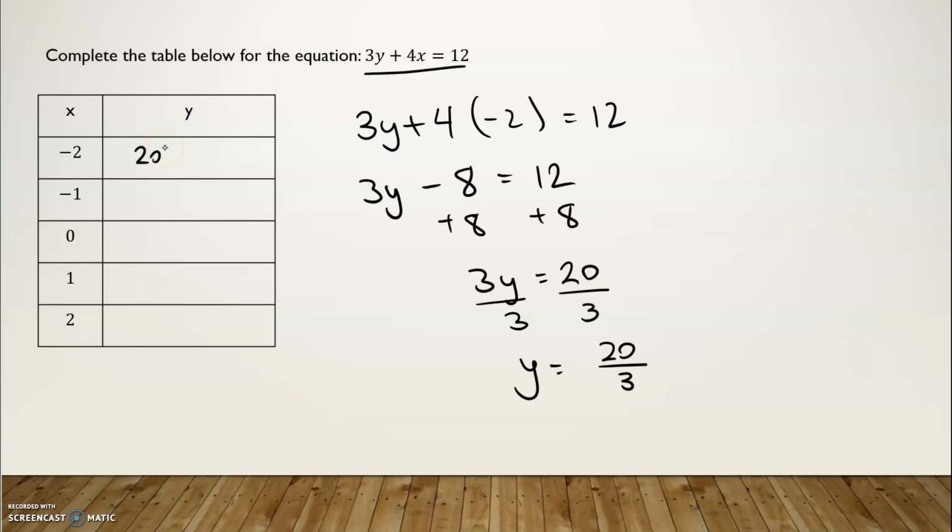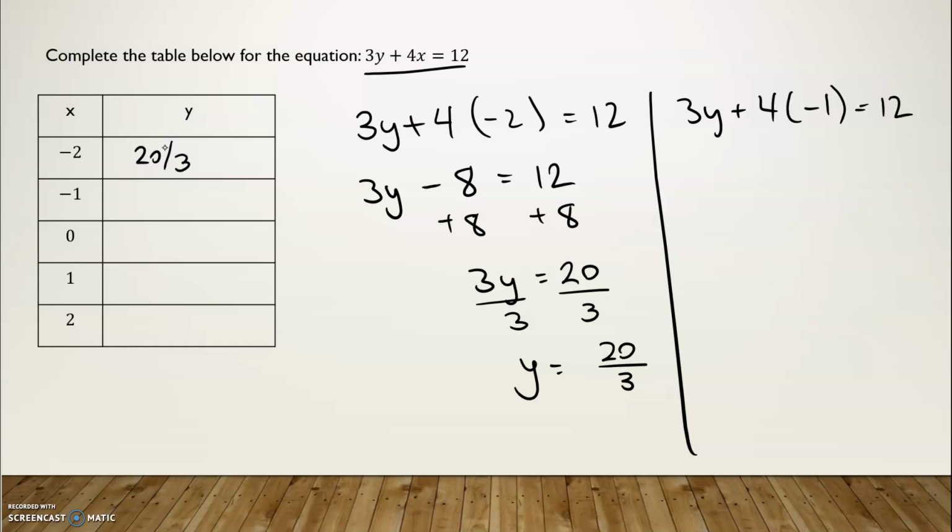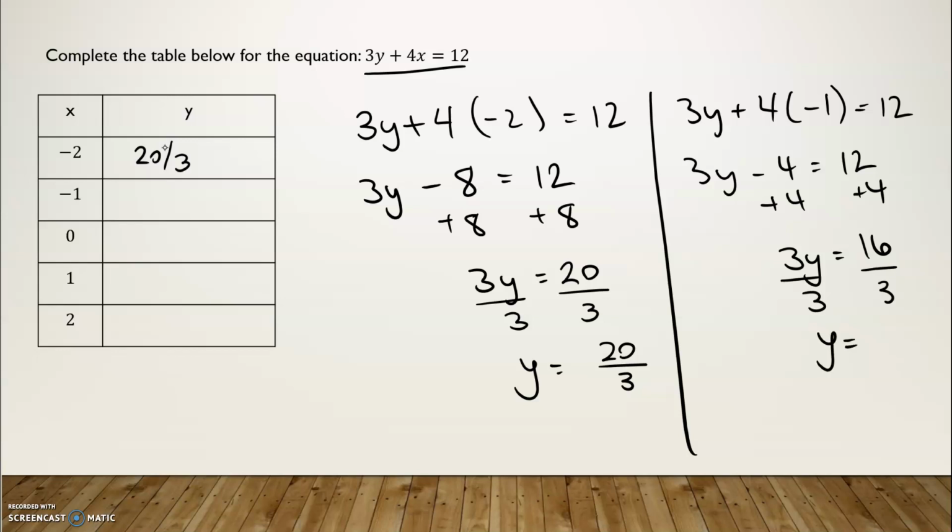Okay, then I'll put that here. And I can't reduce that, so I leave that as 20 divided by 3. And then we'll use 3y plus 4 times -1 is equal to 12. So 3y minus 4 is equal to 12. Add 4 to both sides. So 3y is equal to 16. Divide both sides by 3. So y is equal to 16 over 3. And I can't reduce that either, so I'll leave that as 16 over 3.